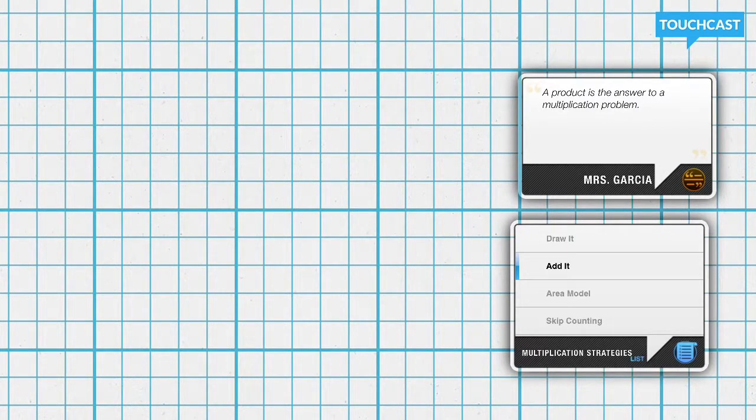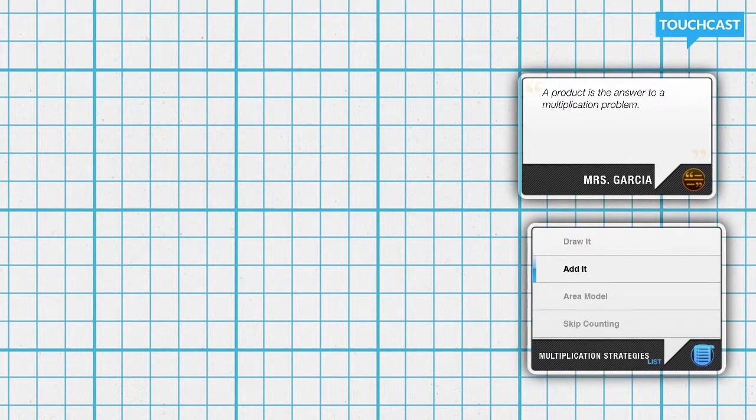All right, let's try another problem using the add it strategy. So let's do 3 times 8 equals what? That's our unknown. We're not sure. But what do we call the answer to a multiplication problem? If you said product, you are correct. We are trying to find the product of 3 times 8.